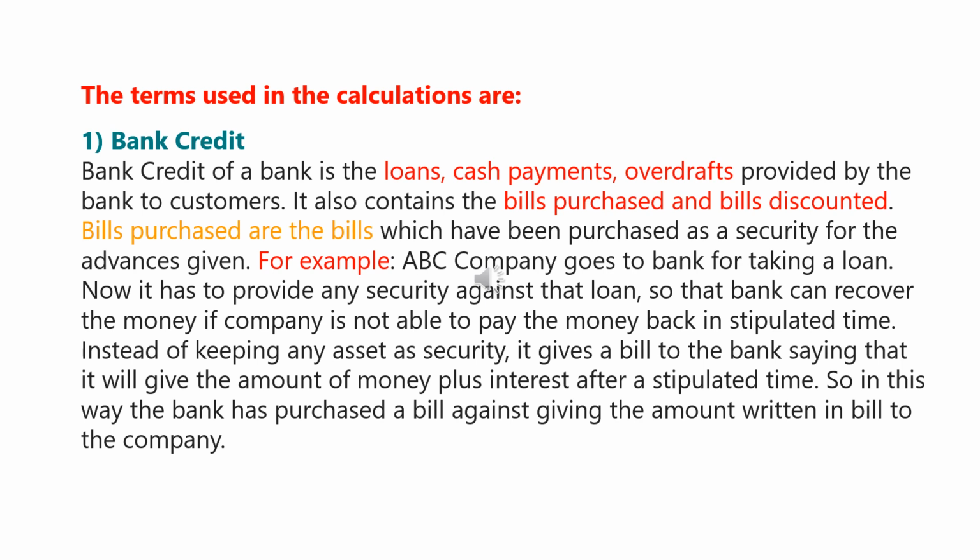For example, ABC company goes to the bank for taking a loan. Now it has to provide some security against that loan so that the bank can recover the money if the company is not able to pay the money back in the stipulated time. Instead of keeping any asset as security, it gives a bill to the bank saying that it will give the amount of money plus interest after a stipulated time. So in this way, the bank has purchased the bill against giving the amount written in the bill to the company. So this is the explanation of bank credit.